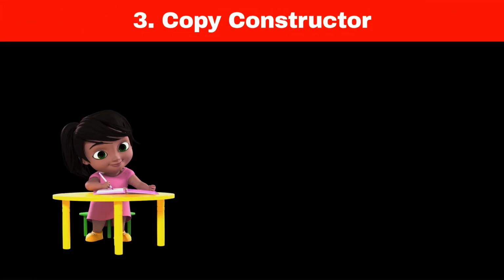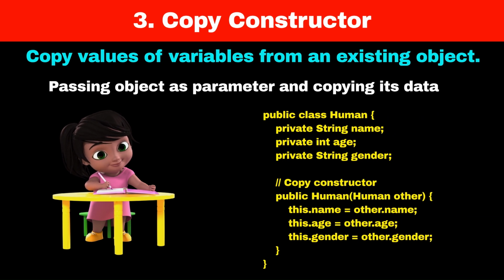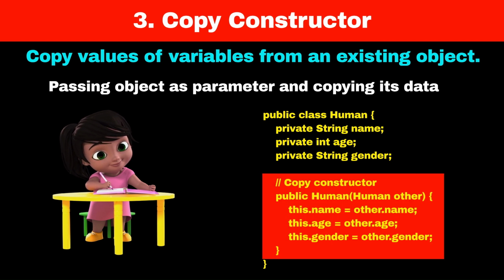The last type is the copy constructor. It is used to copy values of variables from an existing object. In Java, this is typically done by passing an object of the same class to the constructor and then initializing the values of the current class variables using the object which is passed as a parameter. You can access the value of an object using object name dot variable name. So we are copying data from one object to another object. That's why it's called a copy constructor.